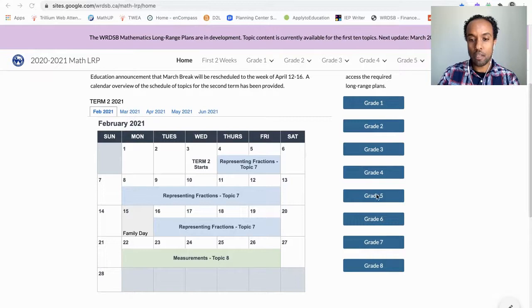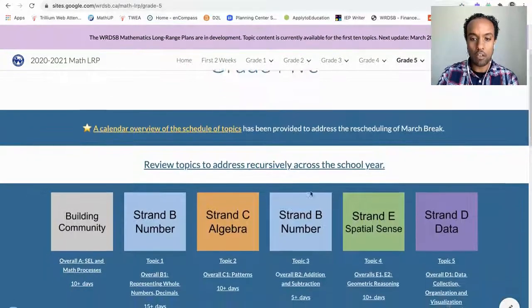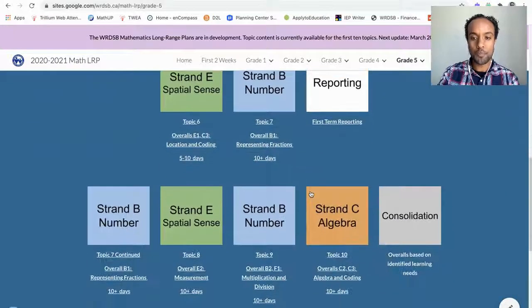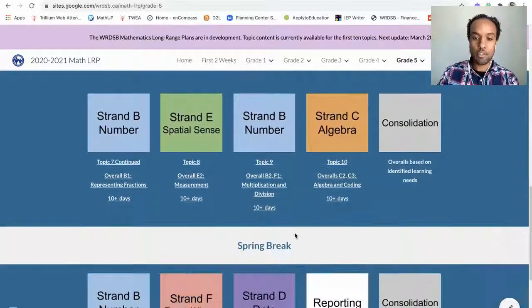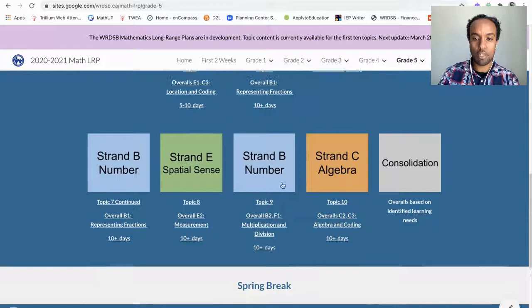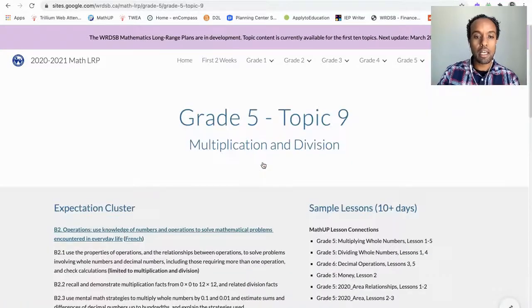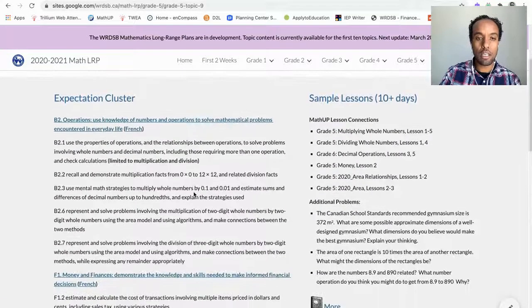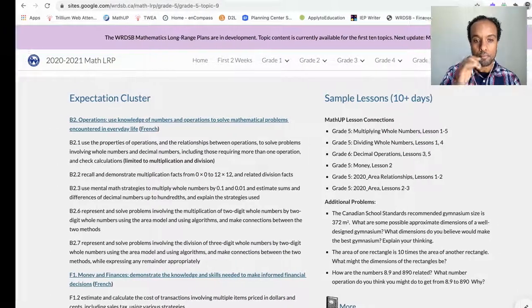You'll also find the adjustments on the grade homepage in grade 5. The topic order is the same, it's just spring break has been shuffled down. We're going to click on topic 9 and take a look at the expectation cluster.